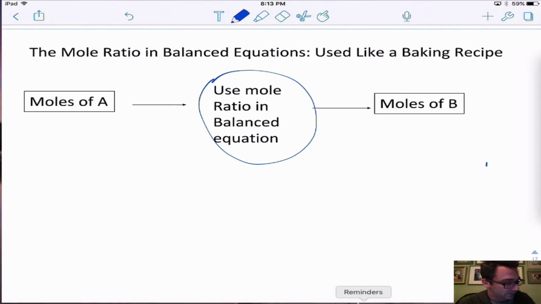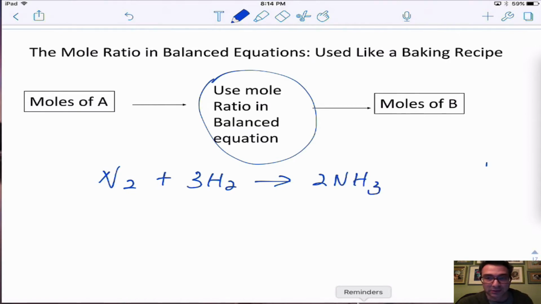When I look at a balanced equation, let's say that I have some nitrogen reacting with hydrogen forming ammonia. When I look at this reaction, the mole ratio is built in. The mole ratio is represented by the coefficients. Right here I have 1, even though it's not written, nitrogen and 3 hydrogens producing 2 ammonias. So if somebody asked you what's the mole ratio for this, it is the ratio of the coefficients: 1 nitrogen to 3 hydrogens to 2 ammonias.